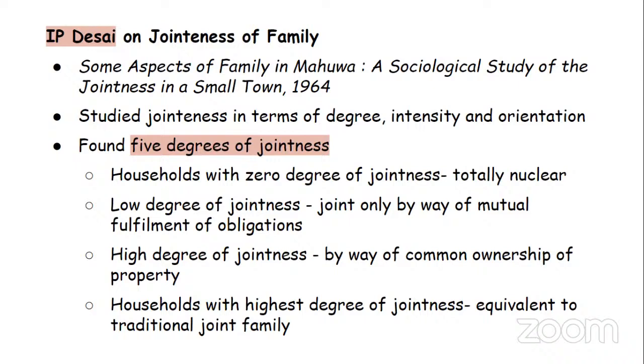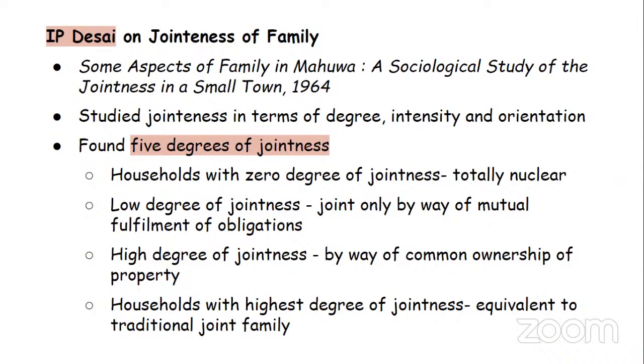Next type is low degree of jointness. So this kind of families are joined only by way of mutual fulfillment of obligations. Like they just do their own duties in the family, but no other relationships or attachment more than that. So that kind of families are known as having low degree of jointness. Then there is high degree of jointness. So in these families, this jointness is created by way of common ownership of property. Okay, so that kind of families have high degree of jointness.